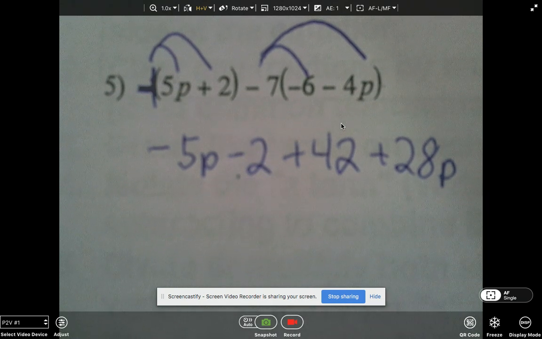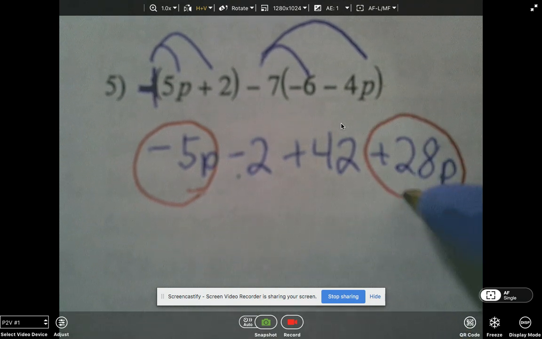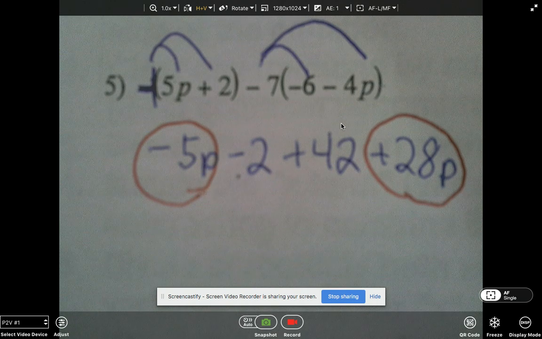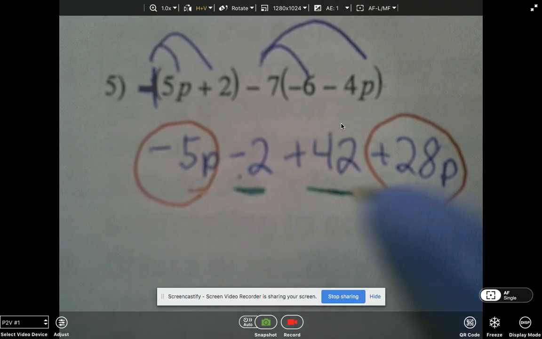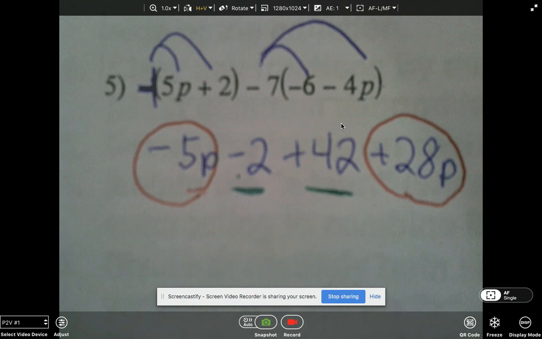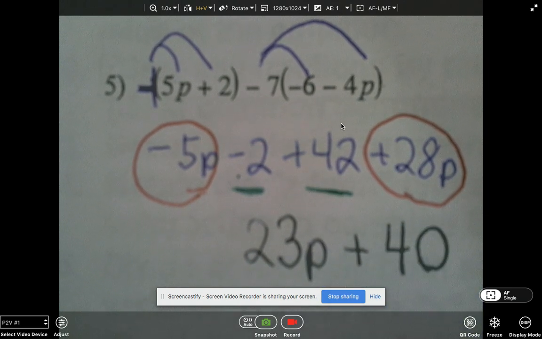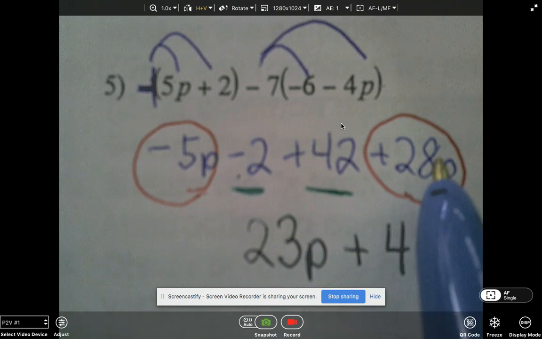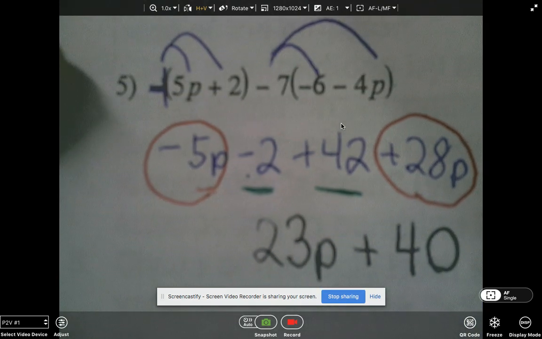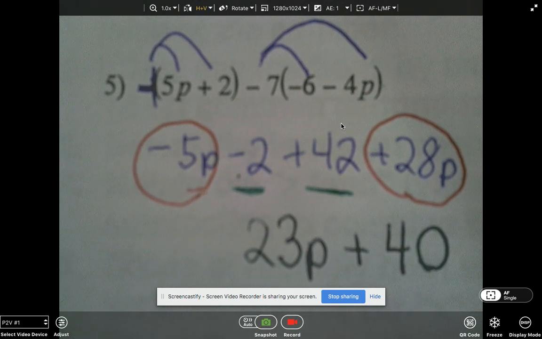What can we combine for number 5? Hopefully you said that we can combine the negative 5p and 28p. And then for constants, we combine the negative 2 and the 42. So what would be the final expression in simplest form? It would be positive 23p plus 40. So yeah, let me just double check that. Yeah. So that's a little bit of an introduction to simplifying expressions. We're going to try some on whiteboards, and hopefully this helps.